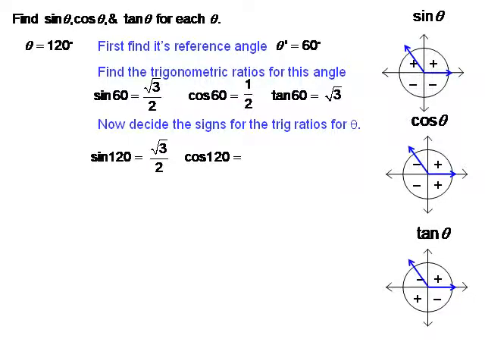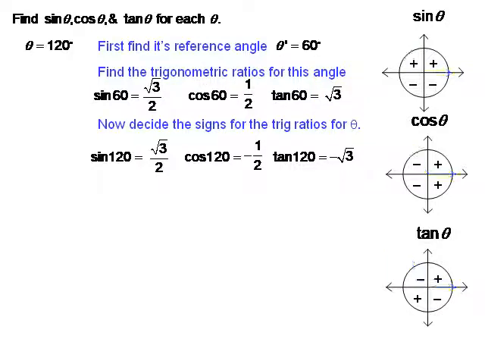Cosine of 120, we are going to combine the answers of cosine of 60 and our sign in our second quadrant for cosine. Okay? So cosine of 120 is going to equal negative 1/2. Tangent of 120, we need to combine our tangent of 60 and our sign in our second quadrant for tangent. So we're going to get negative root 3.